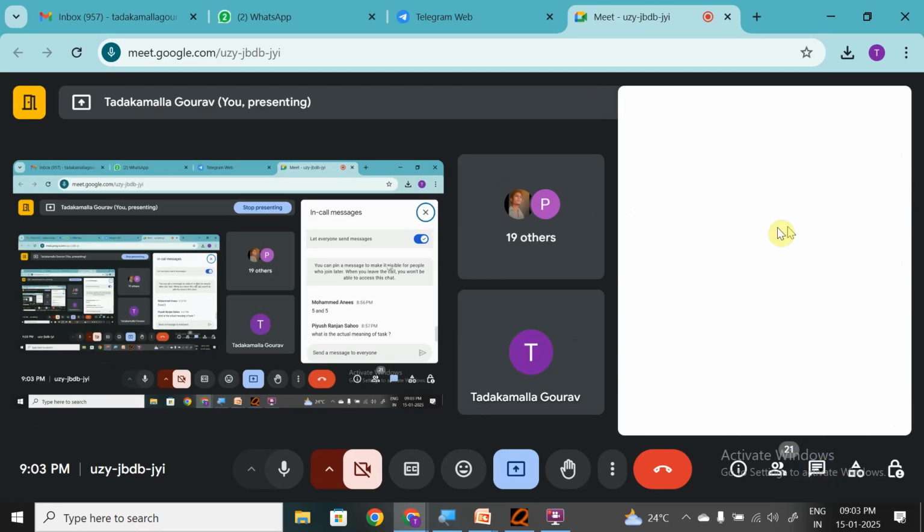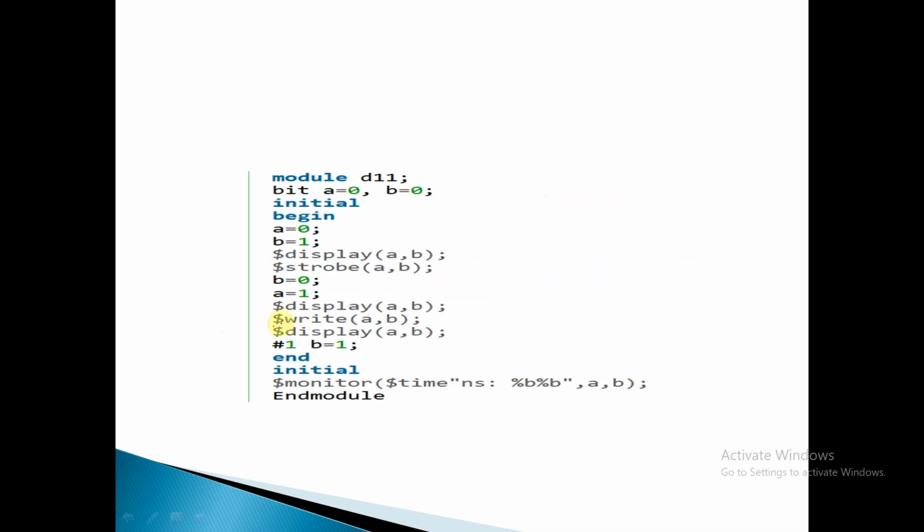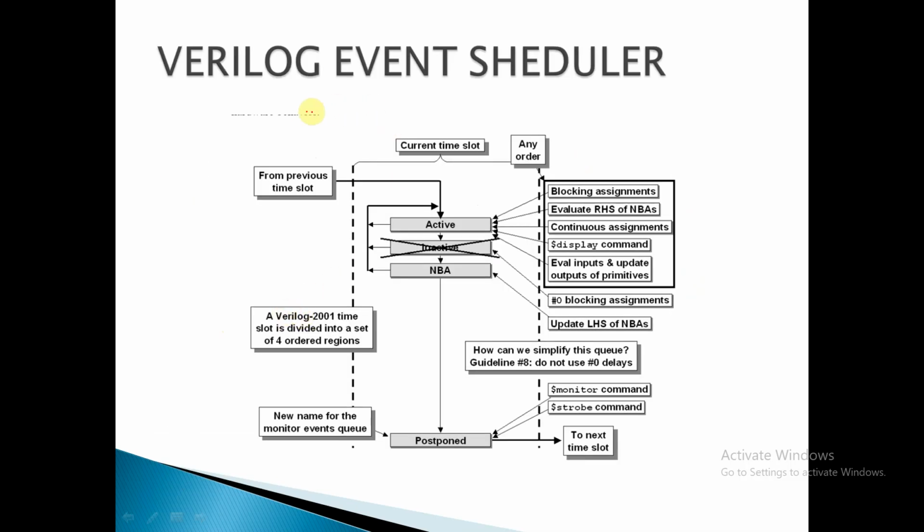At time t equal to 0, a is equal to 0 and b is equal to 0 is happening. So for every time unit or time step, there is a particular event that is going to happen. That is nothing but our Verilog event scheduler. Now we will see, for every time step we have these particular events that are going to happen.